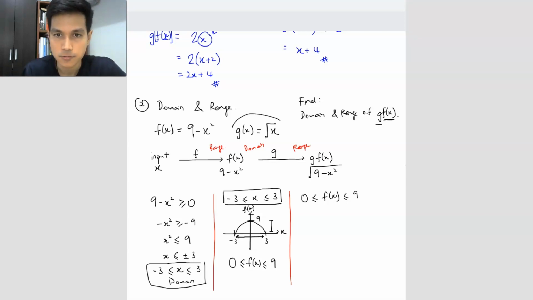So what is it going to become? The g function is square root x. When the domain is 0, square root 0 gives 0. When the domain is 9, square root 9 gives 3, right? It's not going to be negative because, like I said, there is no negative graph. So it's only positive. The answer is between 0 all the way to 3. So the range of g(x) will be between 0 and 3.